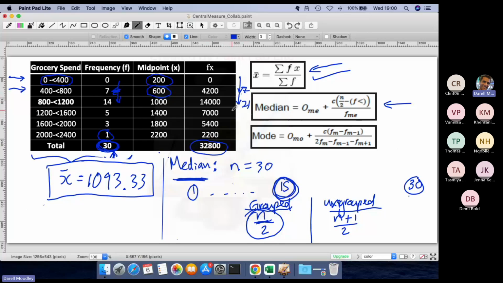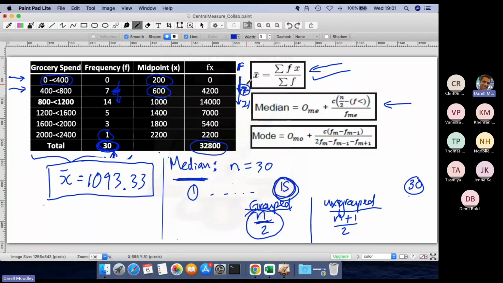Can all of you gather that there's no way the 15th person can be in the second bracket? Because when you get to the second bracket, in total, you only have 7 people. So your cumulative frequency, and I'm going to write capital F here, just means as I go down, I keep adding up the frequency numbers. That's what I'm doing here: 0, 7, you get 7; 7 plus 14 is 21. So there's no way the 15th person can be here because you only have a total of 7 people.